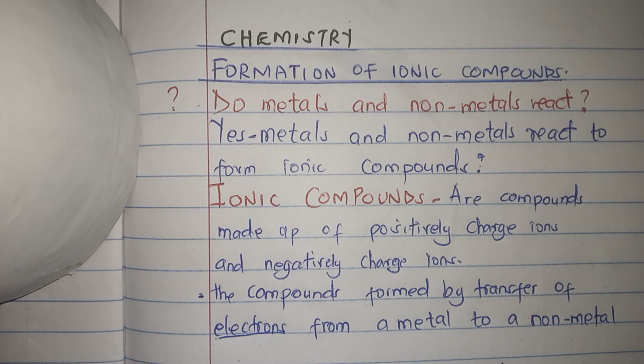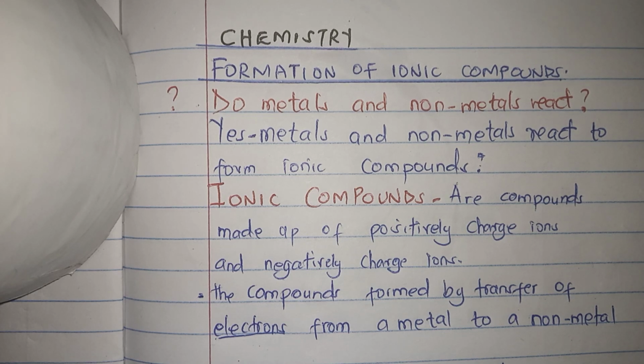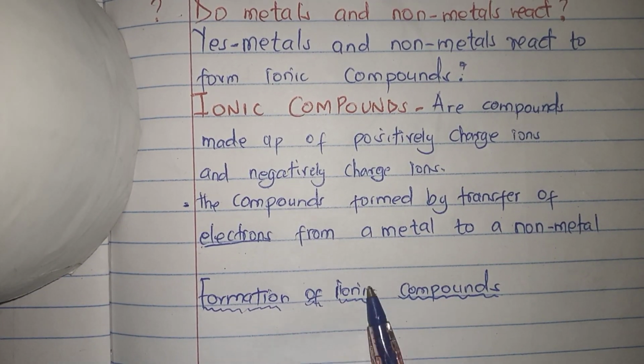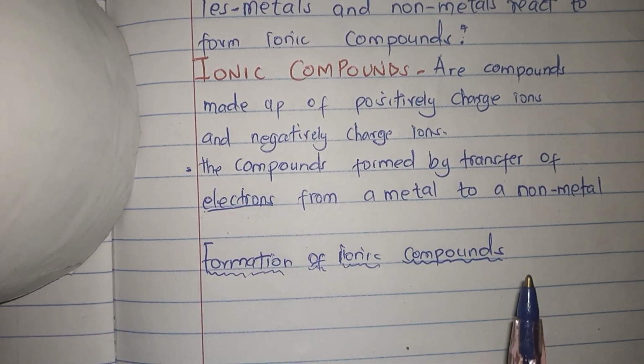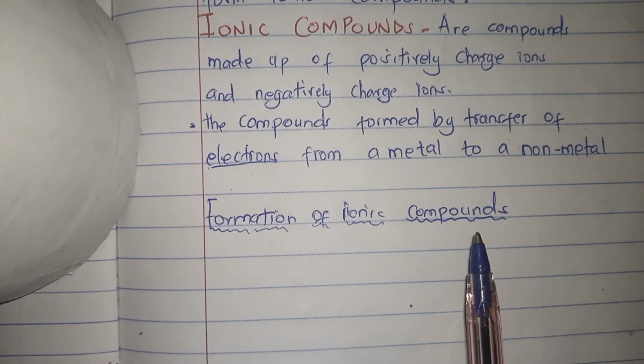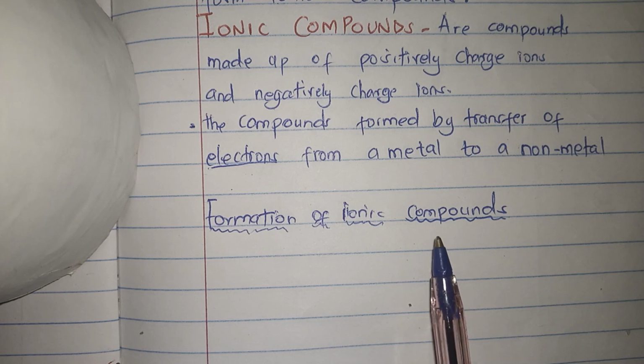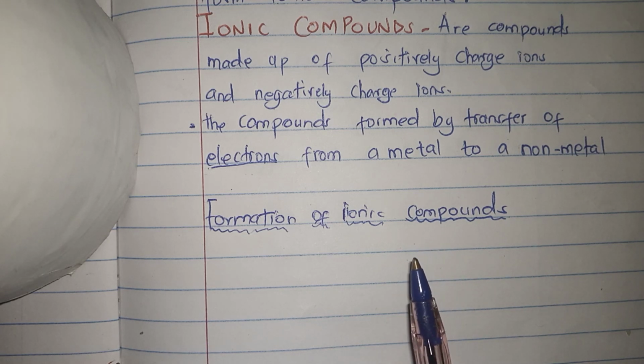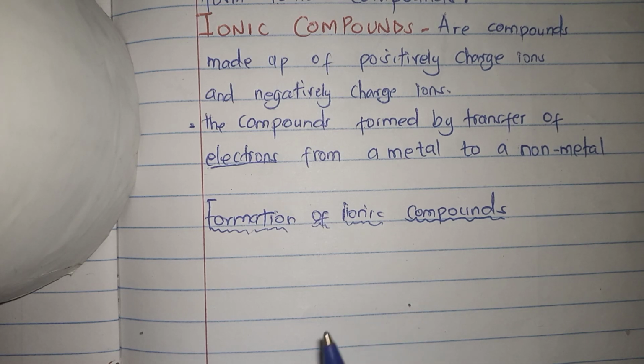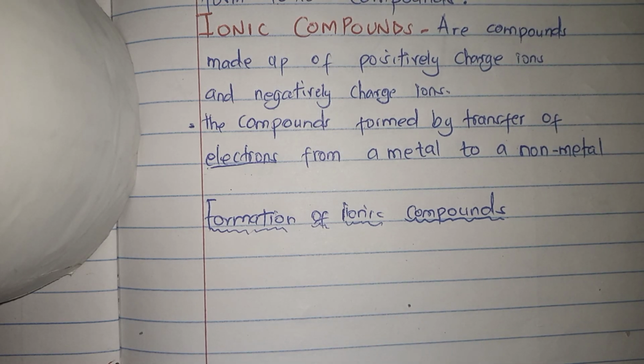Let us check on formation of ionic compounds. How are they being formed? What forms them? Or what do they consist of? Let me now take you through formation of ionic compounds. What are these ionic compounds that I am referring to? So, ionic compounds, as I've said earlier, form when a metal and a non-metal combine chemically to form one compound.